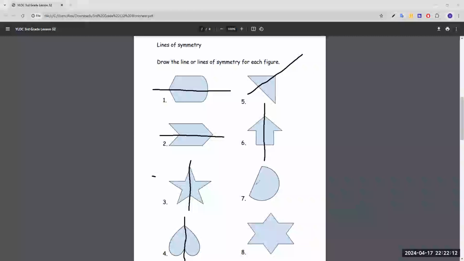Number six, we can't do left and right, but instead we can do up and down, like so. Number seven, same thing. We have to do it going from up and down, like that, so the two parts match exactly. Number eight. Now, the shape looks similar to number three, but we can only do it like this because if we do it the other way, then once folding it, it wouldn't work. So left and right.